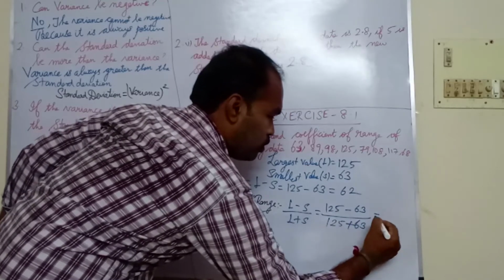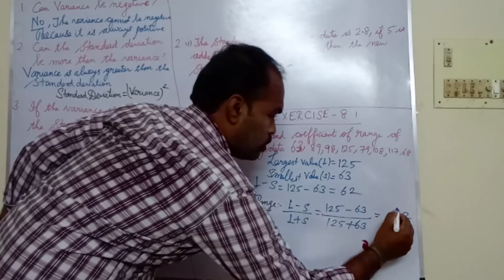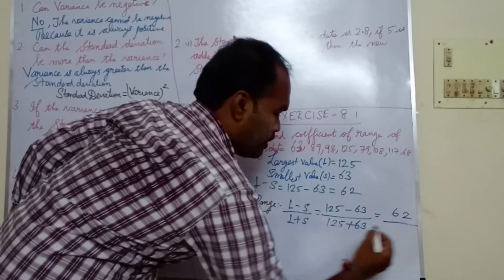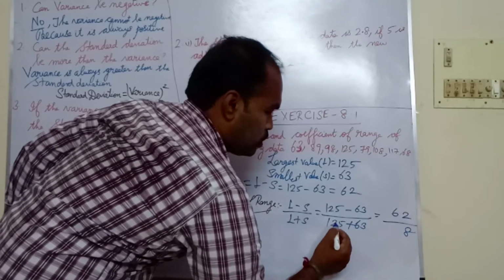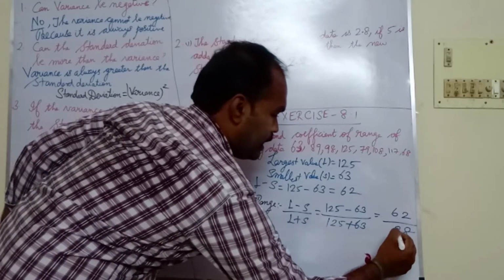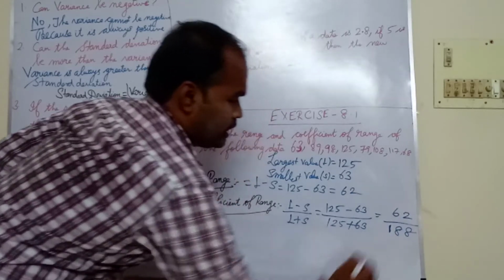5 minus 3 equals 2. 12 minus 6 equals 6. Here 5 plus 3 is 8, and 6 plus 2 is 8. The same value we need to write here.